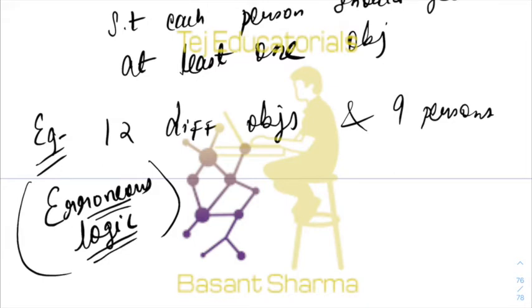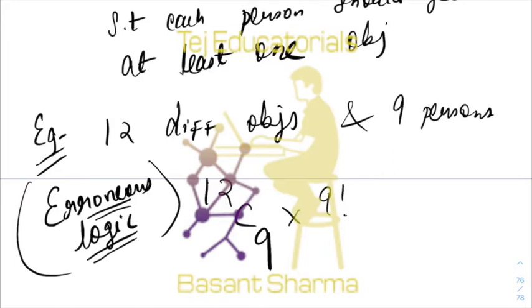Now you have 12 different objects and you want to distribute them amongst 9 persons. What you might do is select any 9 objects out of the 12 objects in 12C9 ways, then distribute those 9 objects amongst the 9 persons in 9 factorial ways.